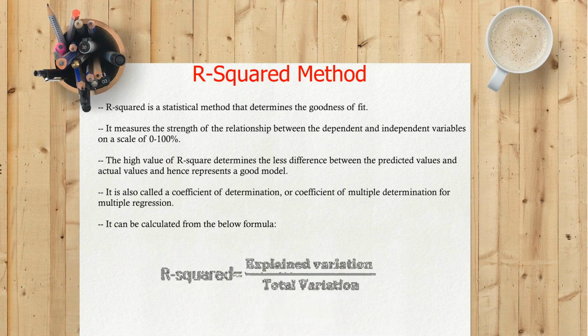1. R-squared method. R-squared is a statistical method that determines the goodness of fit. It measures the strength of the relationship between the dependent and independent variables on a scale of 0 to 100%. A high value of R-squared determines less difference between the predicted values and actual values and hence represents a good model. It is also called the coefficient of determination, or coefficient of multiple determination for multiple regression. It can be calculated from the below formula.